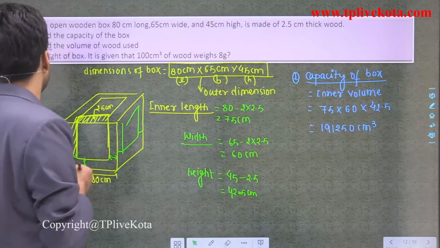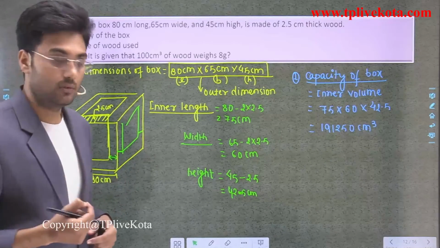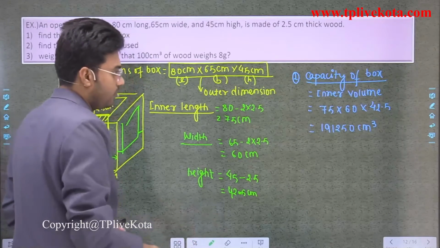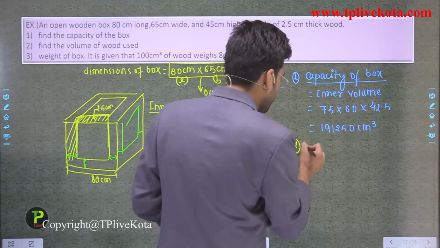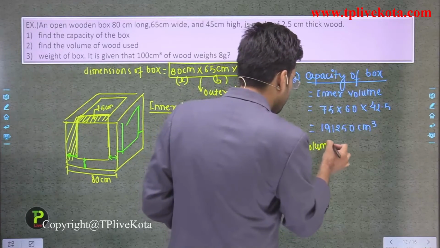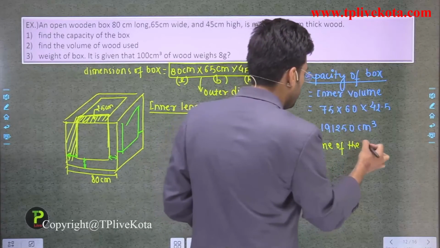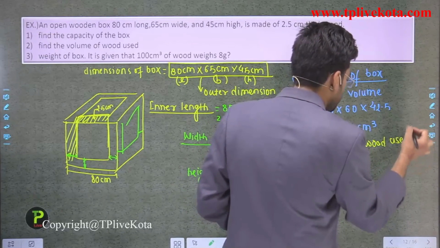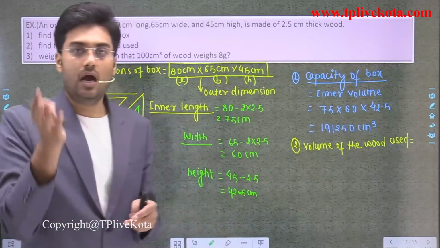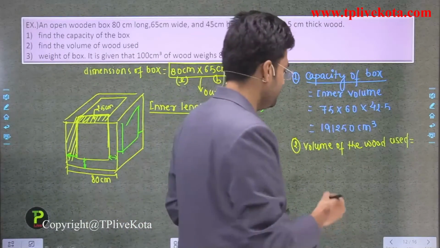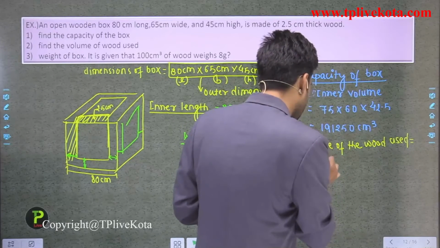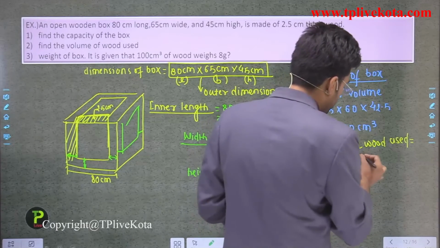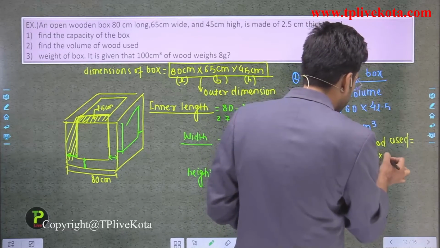And second, we have to find the volume of the wood used. Volume of the wood used is the outer volume of the box minus the inner volume.